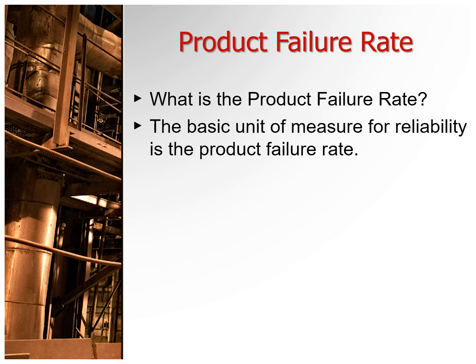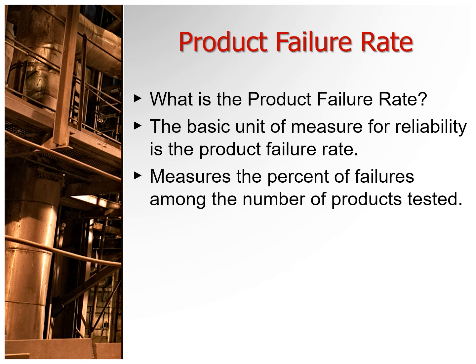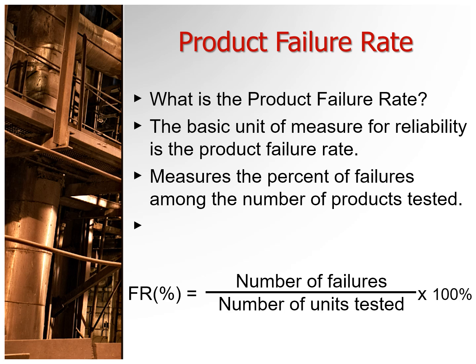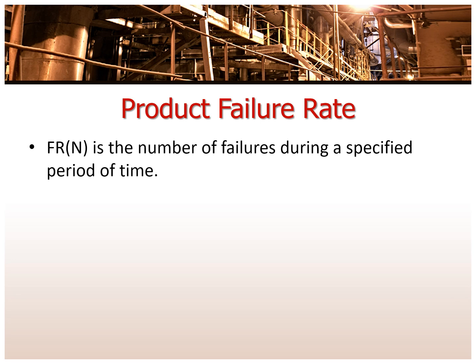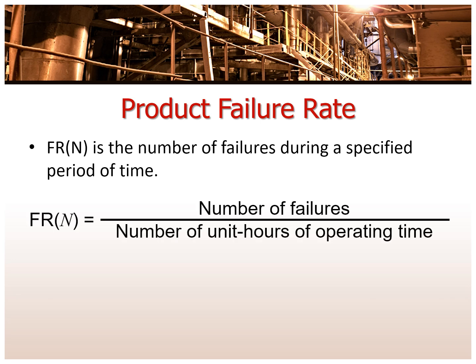Product failure rate is a basic unit of measurement for reliability. It measures the percentage of failures among the number of products tested, and the formula is as such. You take the number of failures divided by the number of units tested times 100%, and you get the failure rate. So FR(N) is the number of failures during a specific period of time, the number of failures divided by the number of unit hours of operating time.